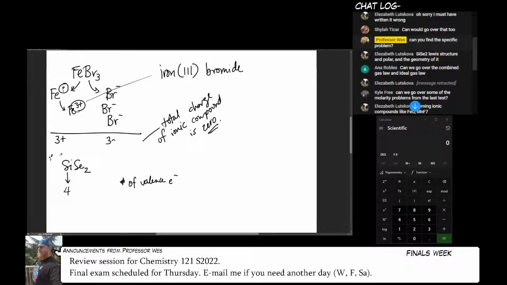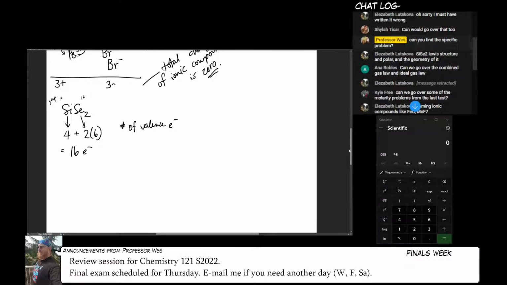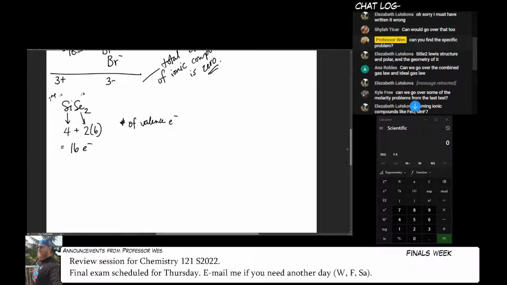I'll just write group up here. Selenium is in group 16, and so each selenium would give you 6 valence electrons. And so we total those together, and we have 16 valence electrons. When drawing a Lewis structure, the first step is always to tell me the number of valence electrons, because that's how many you're going to get to incorporate in your structure.